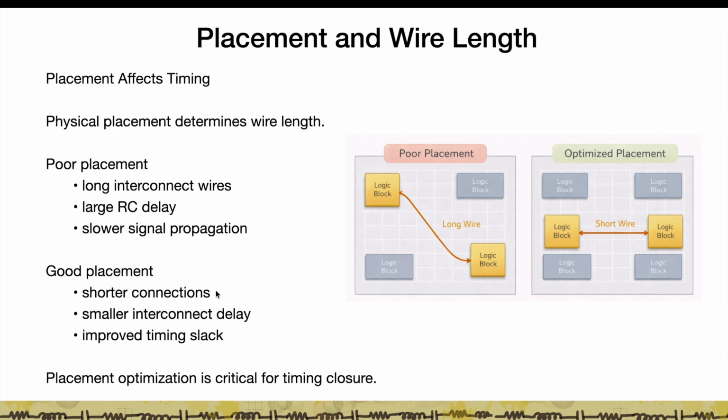Good placement does the opposite. It clusters cells that talk to each other, keeping connections short. A wire that's 50 microns instead of 500 microns isn't just 10x less resistance and capacitance. Remember the square relationship? It's roughly 100x less delay contribution.